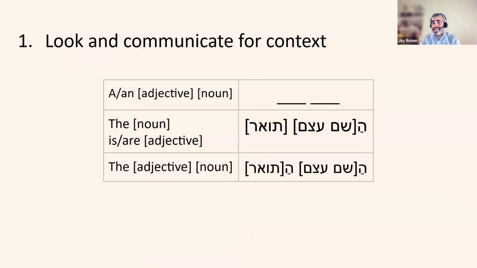If I want to say "is" or "are," as in the day is rainy, ha, followed by the noun, and then whatever adjective is after it is modifying it without the ha. Ha yom gashum. The day is rainy. And then finally, if I just want to describe the words, and I'm not talking about "a" or "an" or "is" or "are," it's ha yom hagashum. Ha, shem etzem, noun; ha toar, adjective.